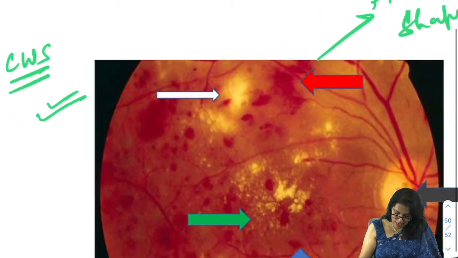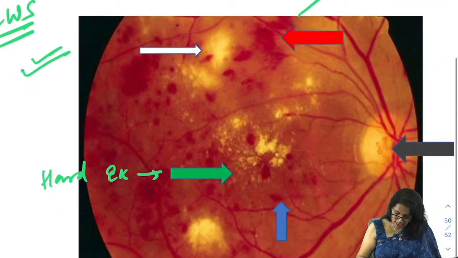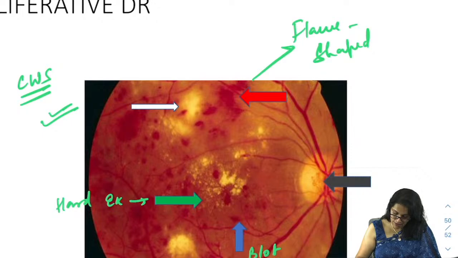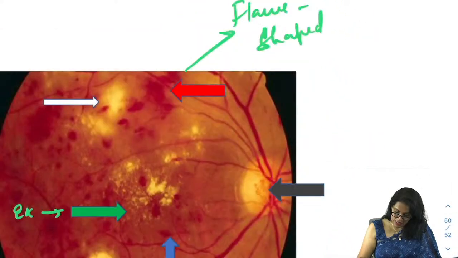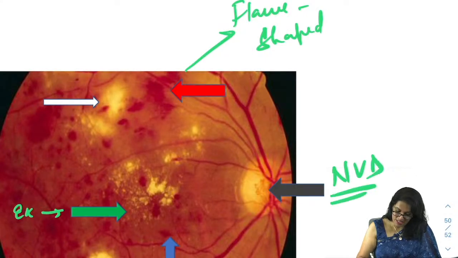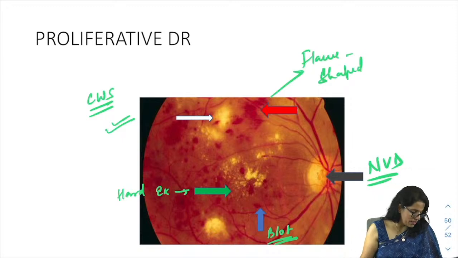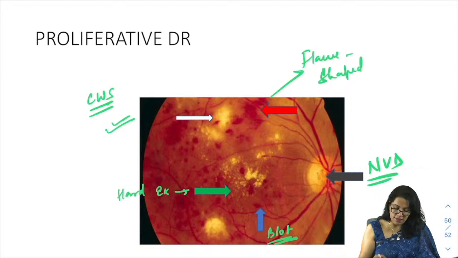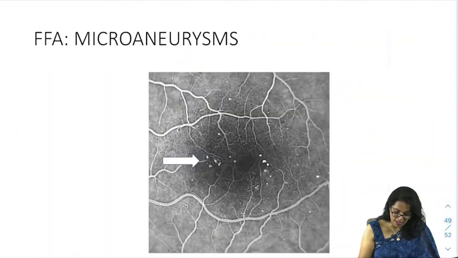And here you see the green one showing you hard exudates. This is dot and blot hemorrhage, the blue arrow. And the black one is showing you, look carefully, these are the new vascularizations on the disc. So it is NVD. So actually it is a case of proliferative diabetic retinopathy. When you get all the features of non-proliferative along with new vascularization, it is proliferative. Right? Okay.